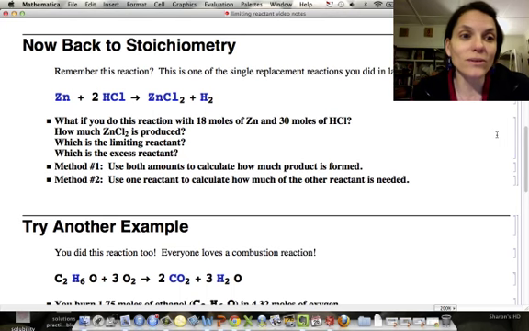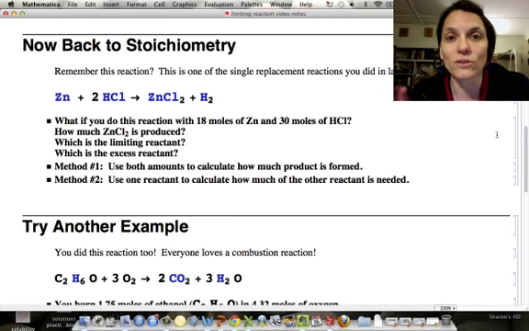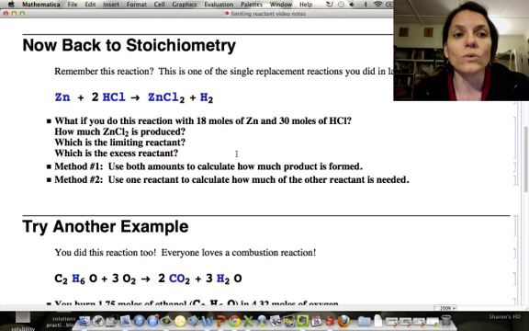So we're going to start this problem, and I want you to work this problem along with me so that you have it in your notes. Okay, so you can use this document, download it from Sundial, and work with me. All right, so the question says, if you start with 18 moles of zinc and 30 moles of HCl, how many moles of zinc chloride are produced? Well, in order to answer this question, we have to determine which is the limiting reactant, and we have to determine which is the excess reactant.